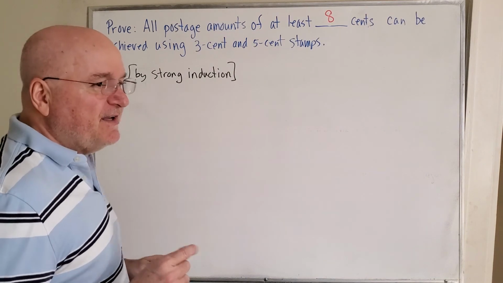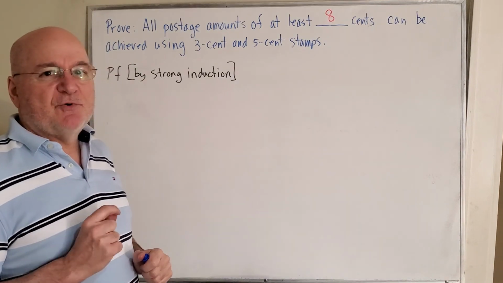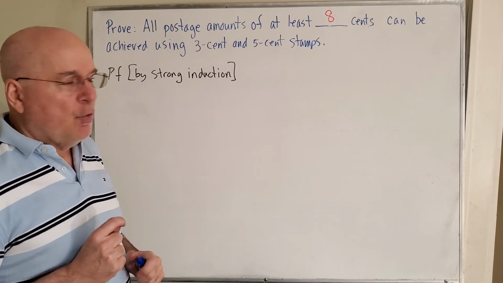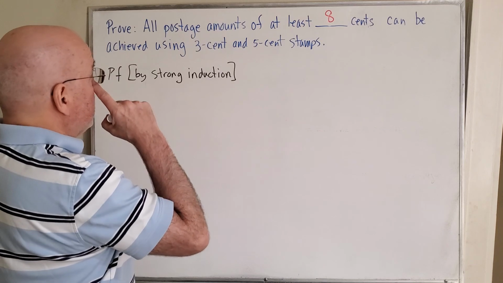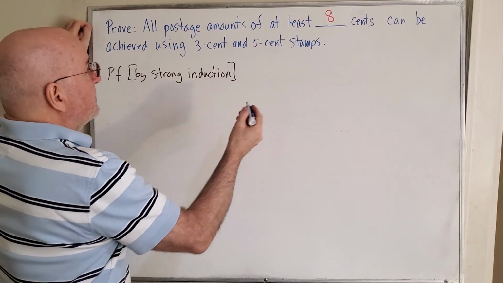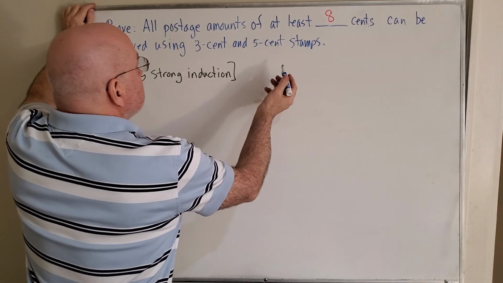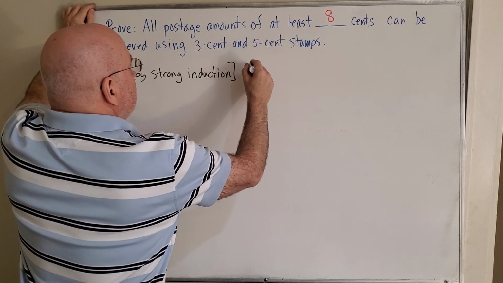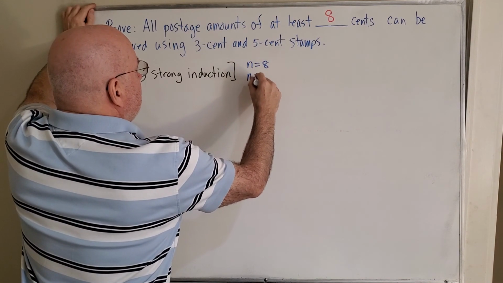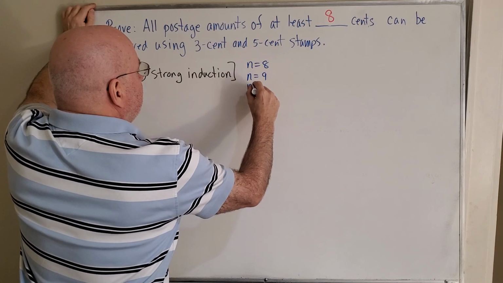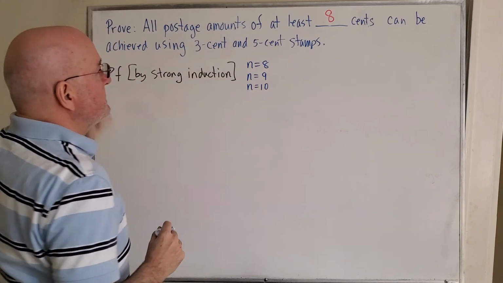So by strong induction, the base case is going to change. We are going to do 3 base cases. We're going to say, let's see, what letter will I use? I'll use n equal 8, n equal 9, n equal 10.